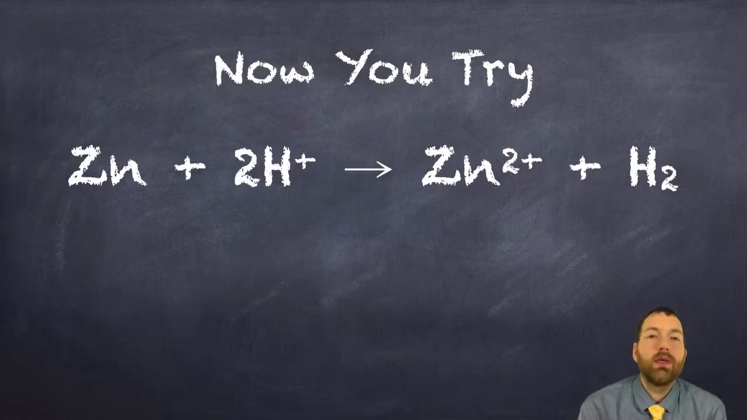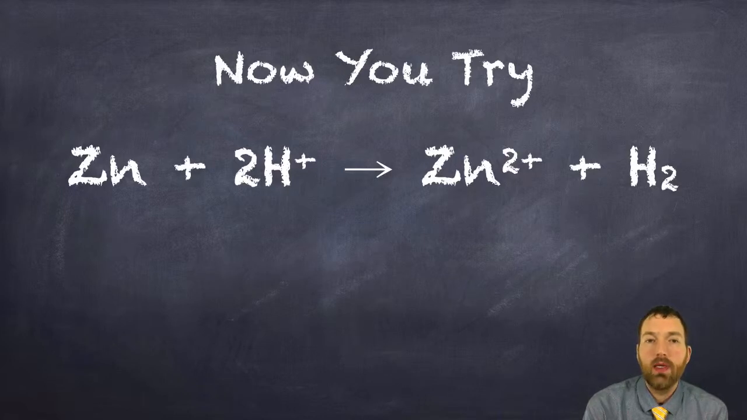In this equation here, first step is to assign your oxidation numbers. Figure out who was oxidized, who was reduced, and then write the half reaction just showing that. So go ahead and pause it and give it a try, and when you're ready, I'll show you how to do it. Okay, so first step is to assign your oxidation numbers.